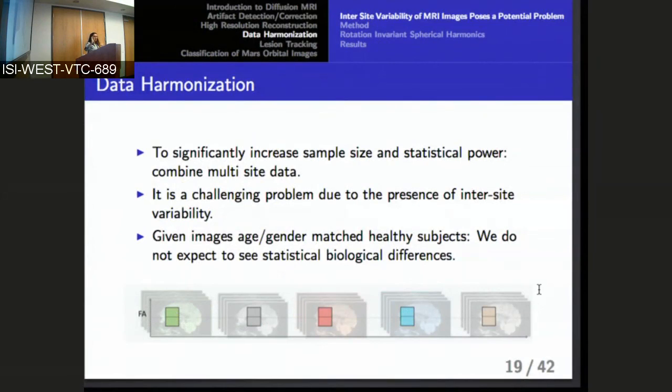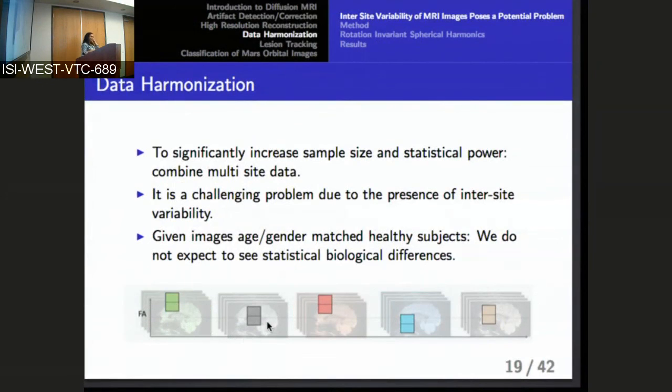I am hoping that this makes sense to you. But this is what we see in reality. For example, the mean FA measurement in one center is 0.3, and in another center the mean FA measurement is 0.2. That means we see significant differences between these two sets of data. And this is not correct. All of them were the same.